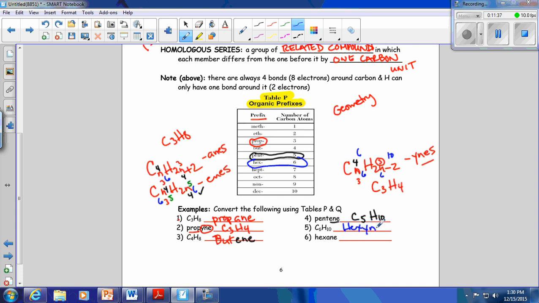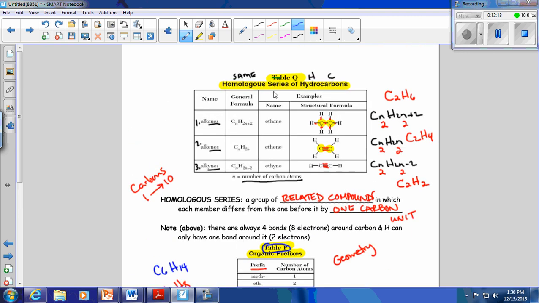And then the last one, we have hexane. Hex is 6, C6, and we're using the A-N-E, so we're going to use this formula up here. We plug in the 6, we get C6H. 2 times 6 is 12, plus 2, 14. H14. It does seem like it's a lot of work. It certainly gets easier as you continue on. So make sure you understand the importance of Table P and certainly of Table Q as well, because we're going to be referring back to those two tables quite often in the next couple of days.